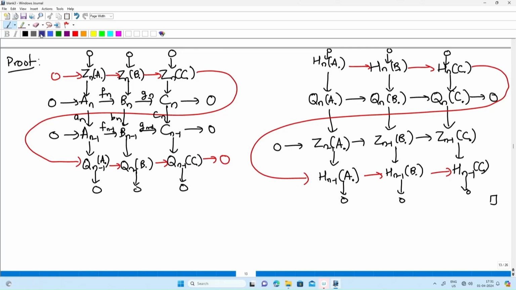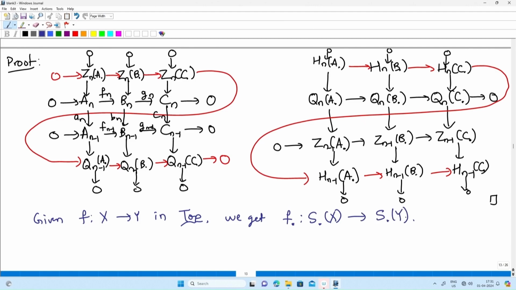Now, what happens when you have two continuous maps? This is a functorial assignment, right? If there is a map f from X to Y, then I should just write it as an aside. Given f from X to Y in Top, we get f dot from the singular complex of X to the singular complex of Y.